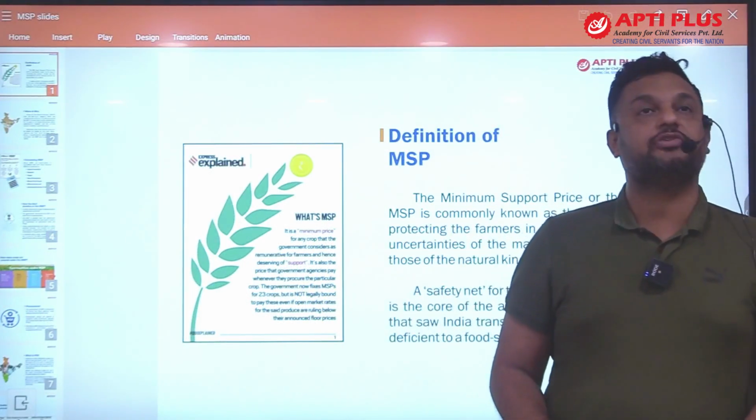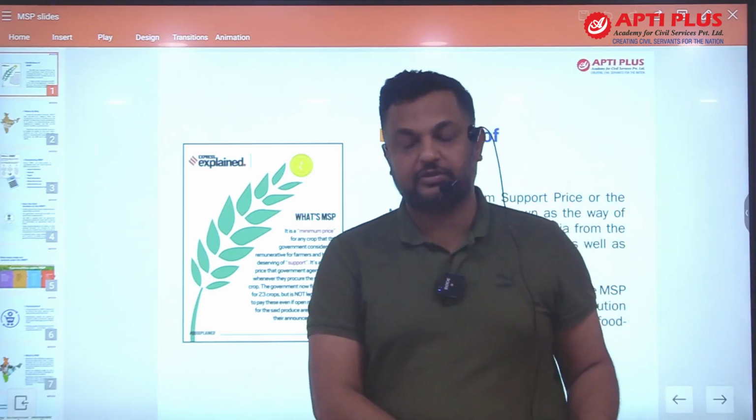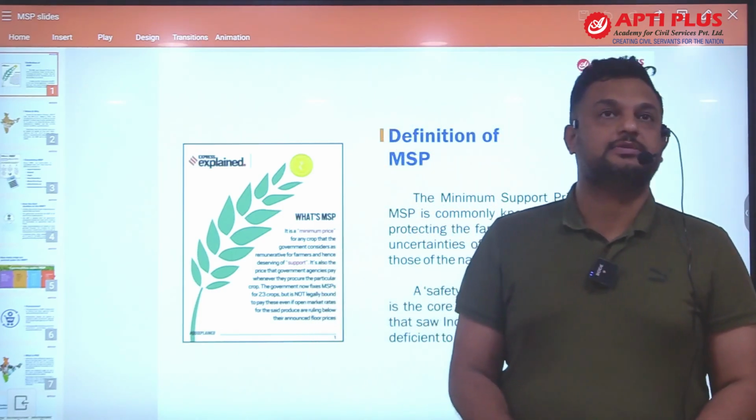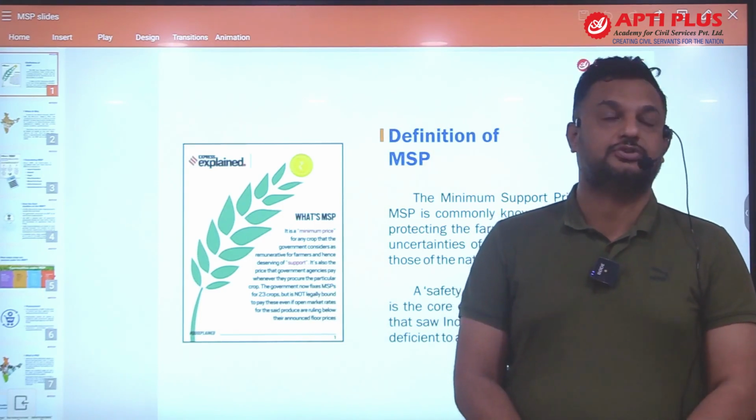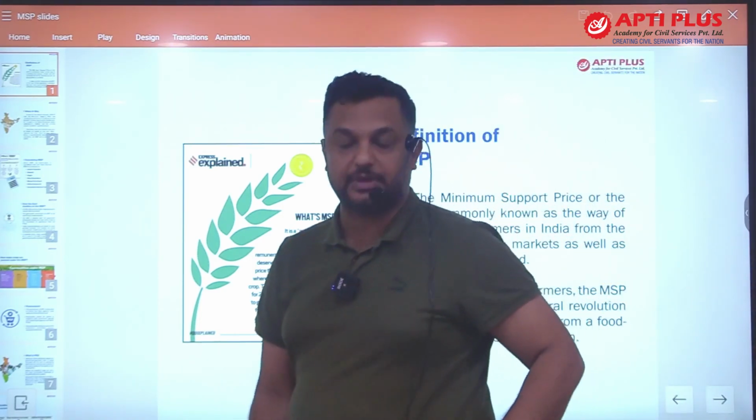why minimum support price is required for the farmers. If the government did not provide the minimum support prices, what will happen? Should MSP be legalized or not? So in that context, we try to discuss what is MSP.